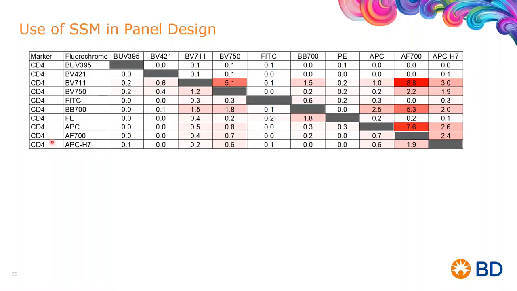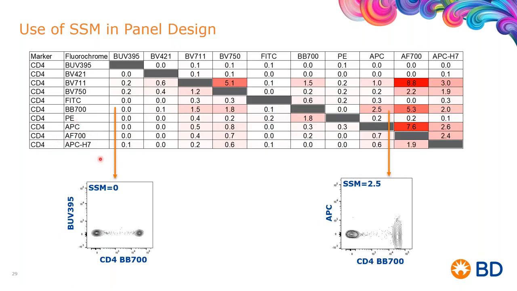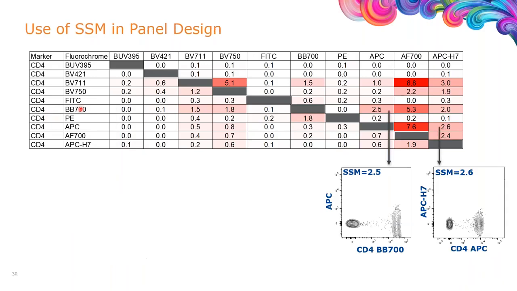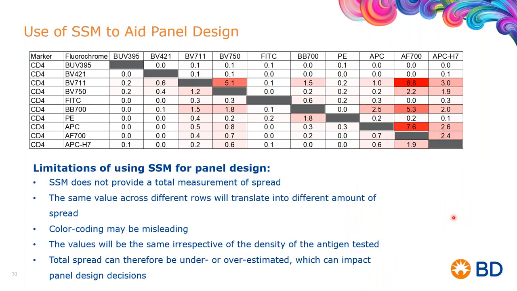Okay, how do we use this in panel design? I already showed you that when we look at a single row, that assumption stands true, that higher SSM is correlated to higher spread because we have constant antigen density and constant fluorochrome brightness. But now we know that if you're looking at different fluorochromes with different brightness, and we compare two combinations with the same amount of SSM, the spread will be different. And this is a limitation for panel design. So SSM does not provide a total measurement of spread. The same value across different rows will translate into different amounts of spread.